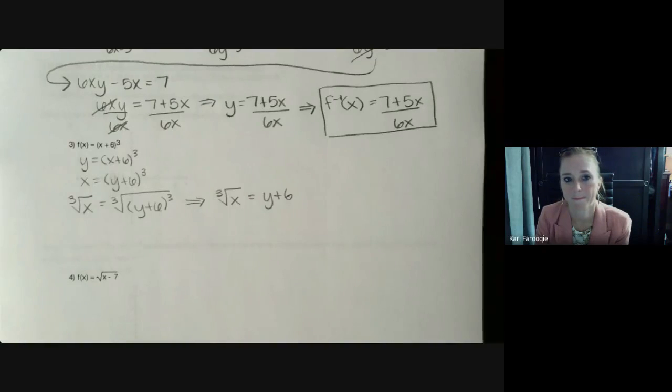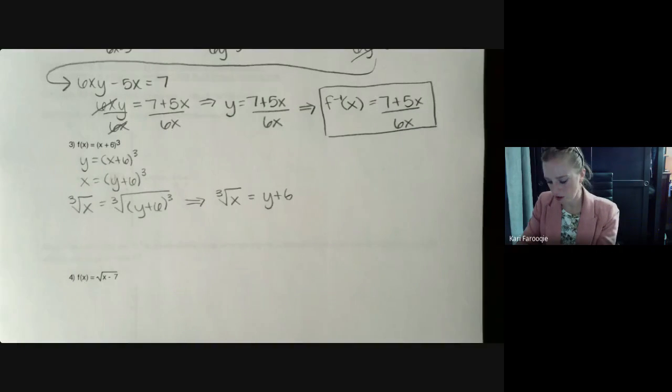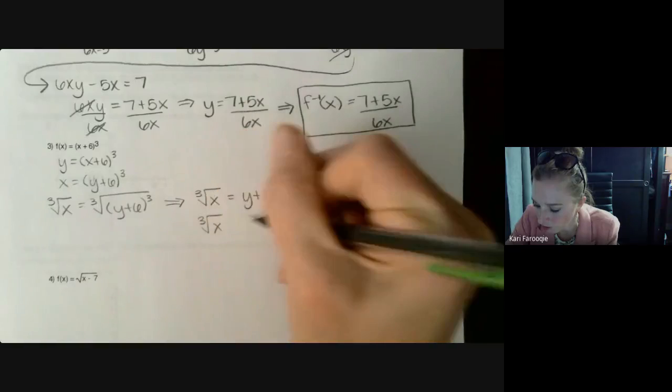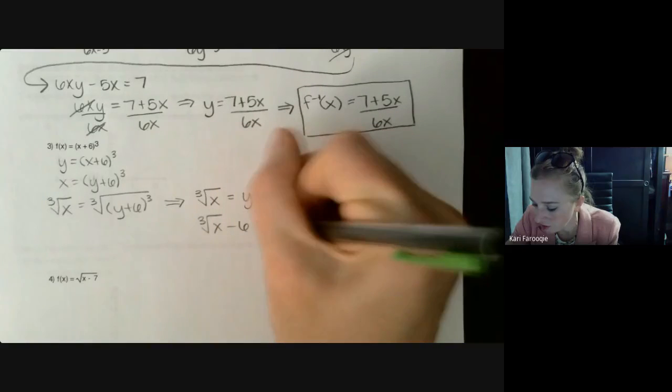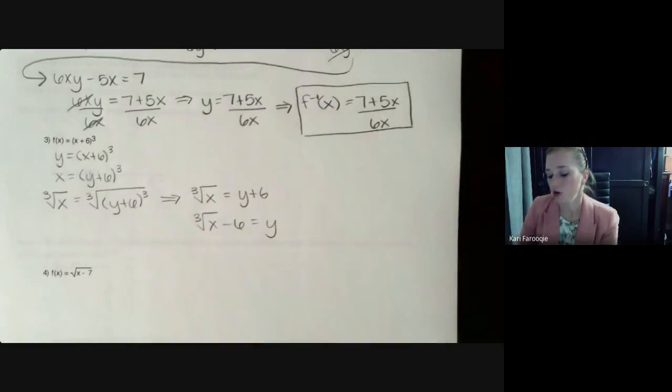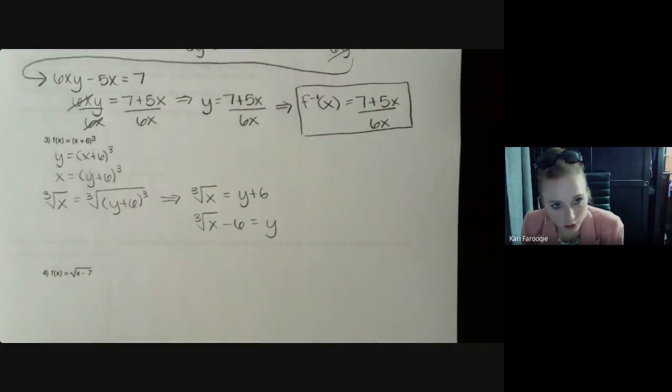Okay, so you're almost done. You're going to subtract 6 from both sides, and you'll get the cube root of x minus 6 equals y. And then you're going to determine whether or not you have an inverse function. You definitely have an inverse equation, but is it a function?